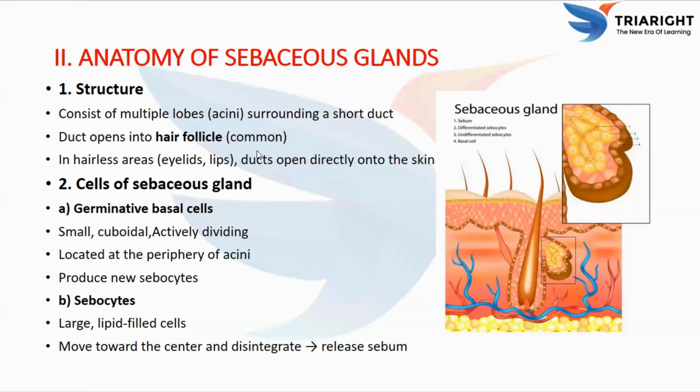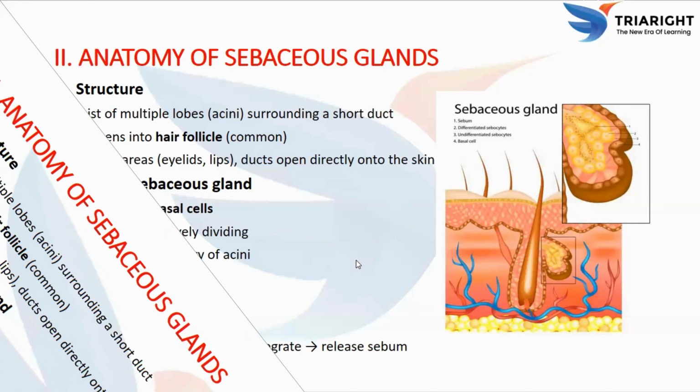Sebaceous glands release sebum via holocrine secretion. They are mostly connected to hair follicles, forming the pilosebaceous unit. They also contain the basal germinative cells and the sebocytes for sebum release. So these are the main points you have to remember about the sebaceous glands.